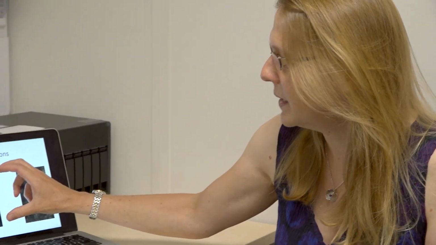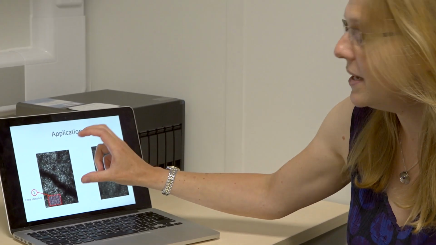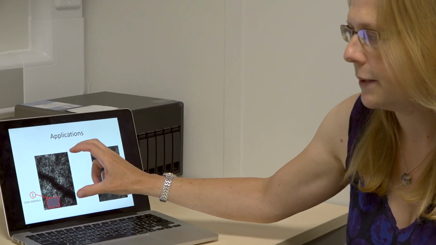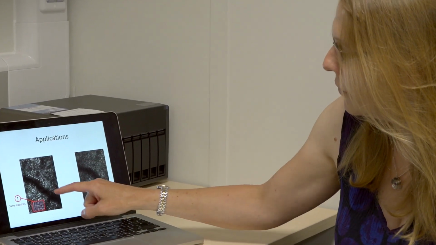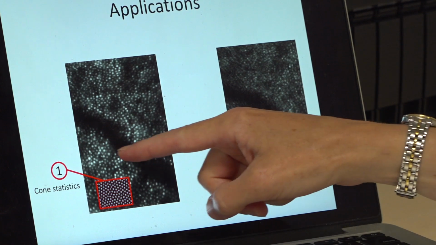So the ability to capture high-resolution images of the living eye has opened up new avenues of research. Labs around the world are exploiting this ability to see individual cells in the living human eye. We can obviously start to analyse cone statistics, so the density and the packing arrangement of cells within the retina, and we can think about how that impacts our ability to see.